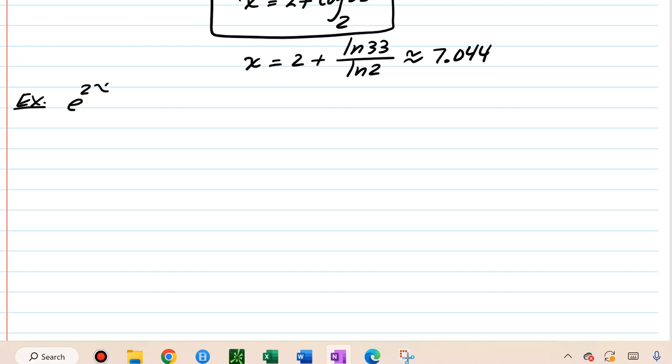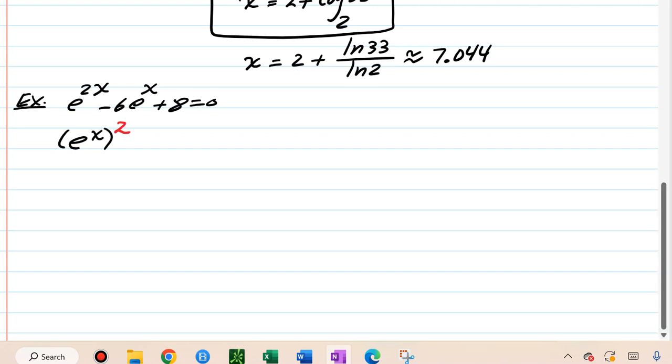This time, let's say I have e to the 2x minus 6 e to the x plus 8 equals 0. Now this one I can rewrite that e to the 2x, I can write it as e to the x, and then I can square that, right? So I'm just going to put square here, and then I have the remaining terms, correct? So let's put the remaining terms now. Minus 6 e to the x plus 8 equals 0.